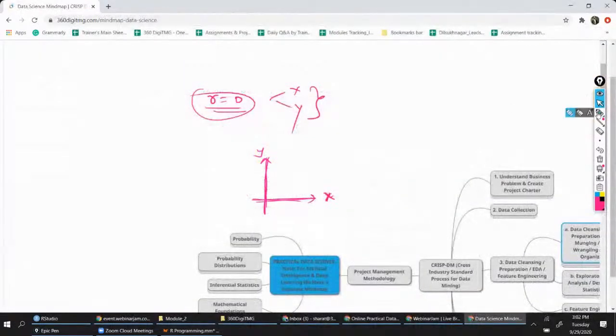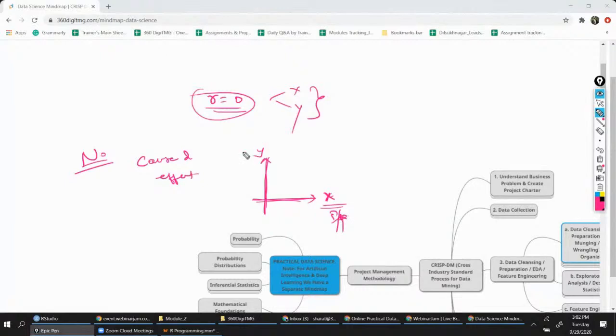So the correlation is 0. That means there is no cause and effect relationship. I'm saying no cause and effect. That basically means this is input, right? We're talking about this as input and this as output. So irrespective of whatever changes you're making in your input, there is no effect on output.